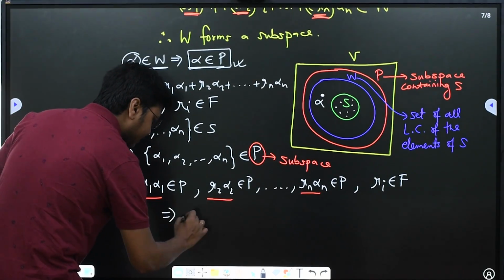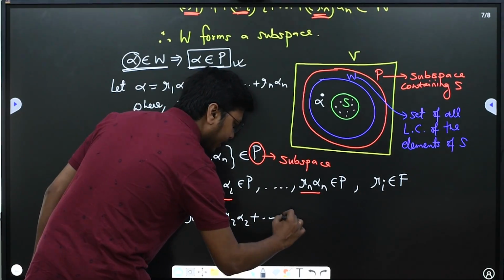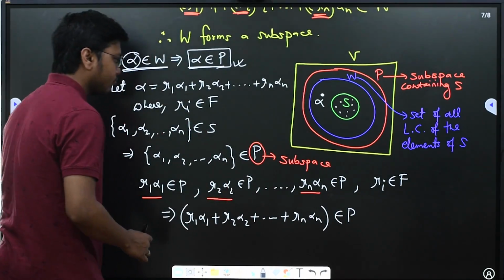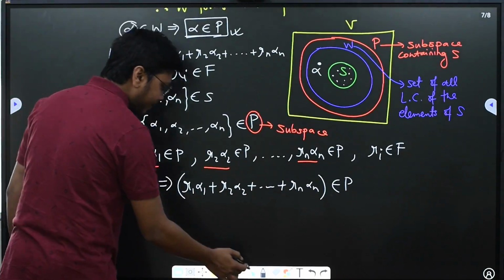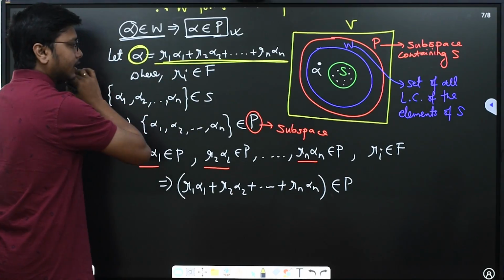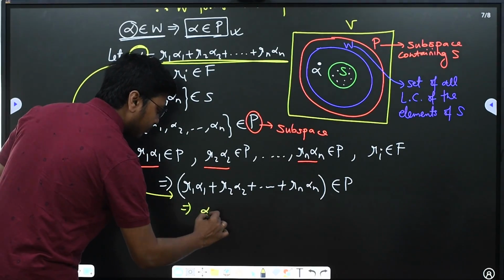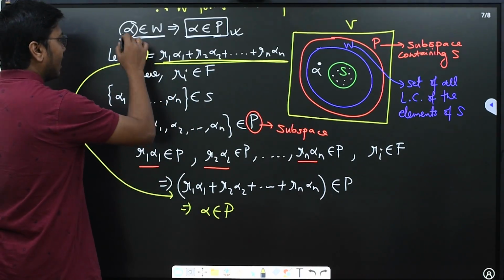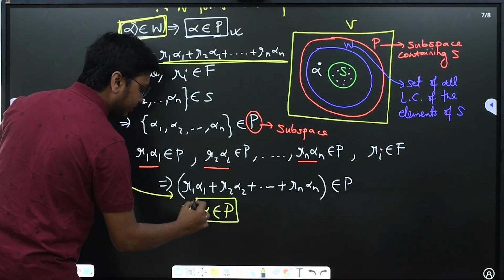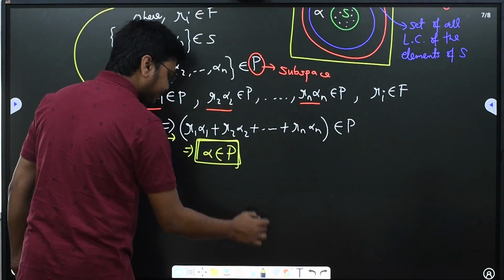So therefore from here I can say that R1 alpha 1 plus R2 alpha 2 plus dot dot dot Rn alpha n, the addition of all these elements, also has to belong to P, and you can see that this element is nothing but the alpha element, which was R1 alpha 1 plus R2 alpha 2 plus Rn alpha n. So from here I can see that alpha belongs to P. I had started with alpha belonging to W, this is where I started, and this is where I have reached, and this was exactly the thing that I wanted to show. So I have done that.